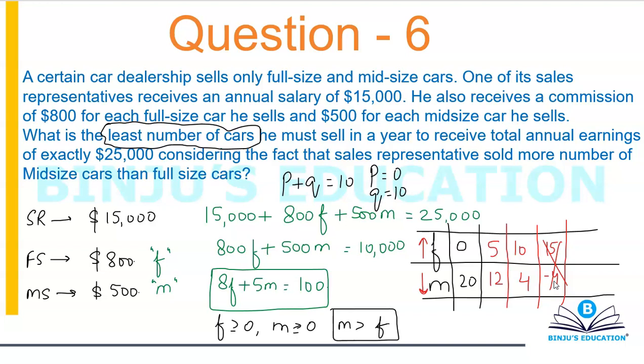F0, M20, that is going to give you 20 cars. 5 and 12, that's going to give you 17 cars. And 10 and 4, that's going to give you 16 cars. And I need to ensure that m is greater than f. That is only happening in the first two cases. Hence your answer is this one, because I need to minimize also. Hence your final answer to this question is 17 cars.